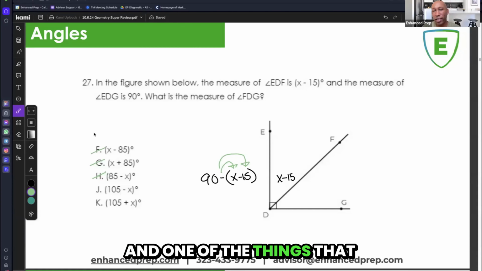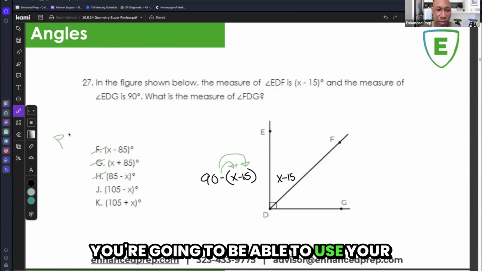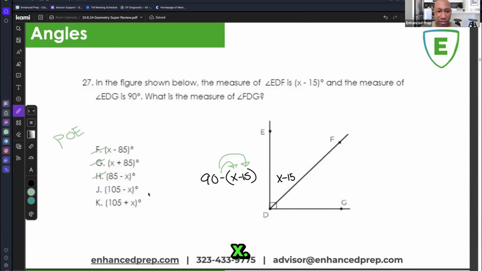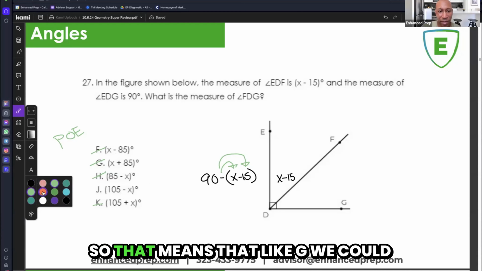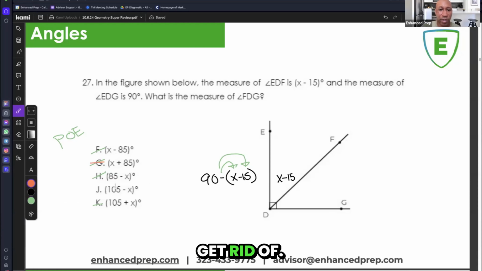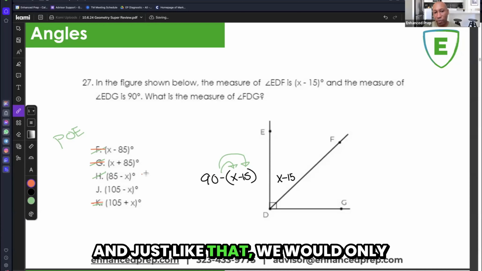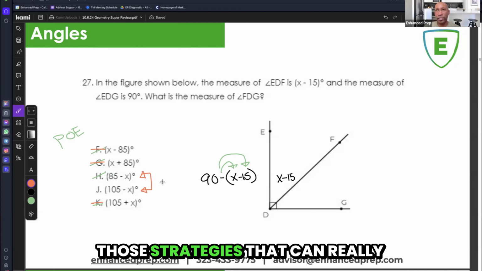And one of the things that I want to point out is a lot of times for some of these questions, you're going to be able to use your process of elimination. We know there's going to be a minus x. So we know that we can get rid of anything that has a positive x. That means that G we could get rid of. That means that K we could get rid of. That means that F we could get rid of. And just like that, we would only have two answer choices. So process of elimination is one of those strategies that can really help us out with these individual questions.